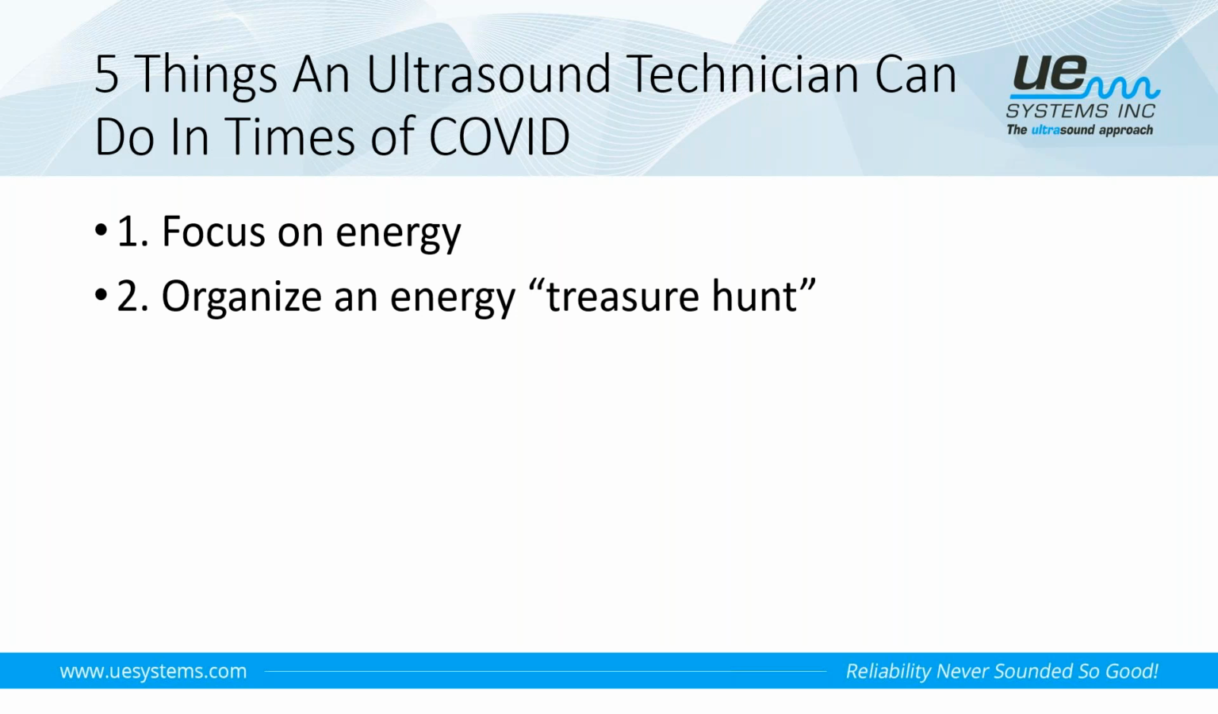Number two, organize an energy treasure hunt. So what I'm talking about here is similar to a Kaizen event where you form a team. The team goes out to a line or a machine, and they look for ways that they can improve the efficiency of that machine. This team would focus on looking for sources of energy waste in a facility. So that's the sole focus.